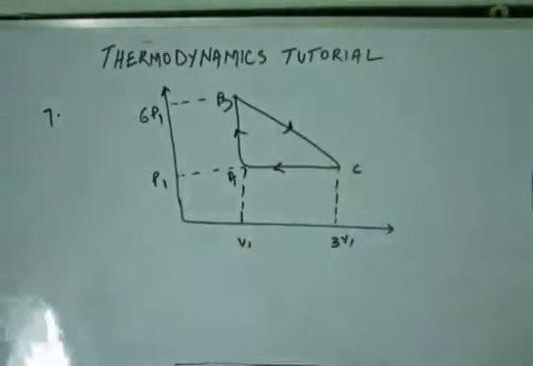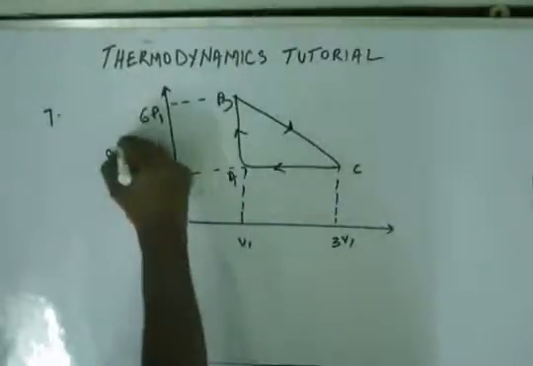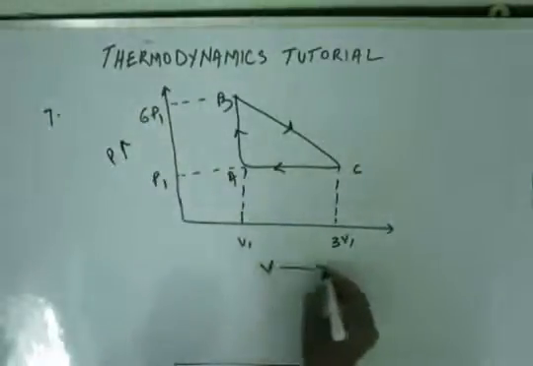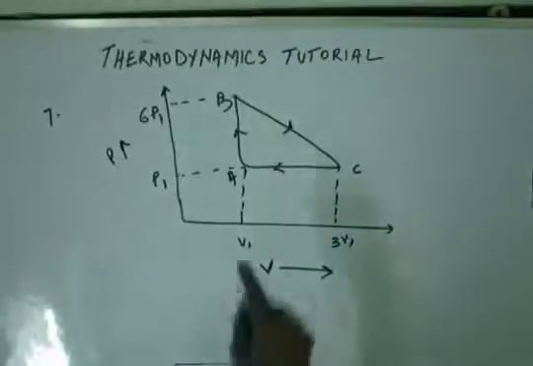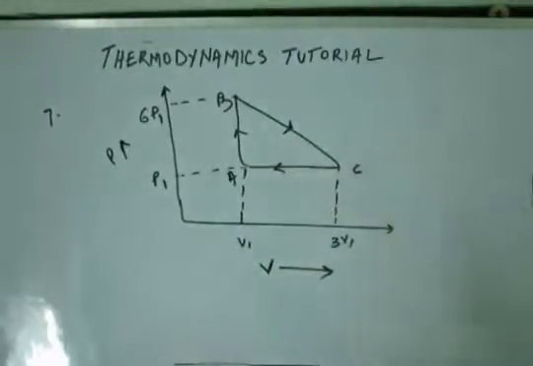Now this is a graph that has been given to you, and this is the pressure axis, this is the volume axis, and I have started from A. Suppose I have started from A at this point, went to B, then C, and back to A, and in this cyclic process I'm asking you the work done. So what will be the work done in the cyclic process?